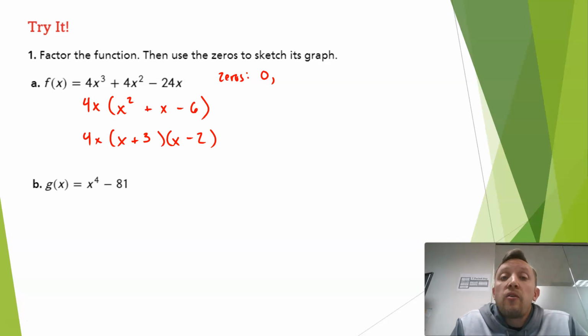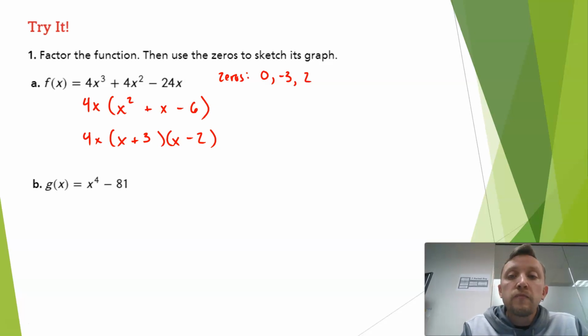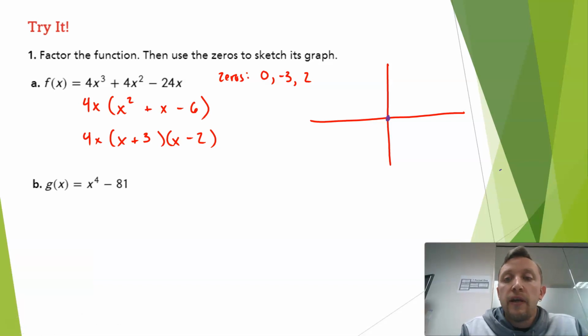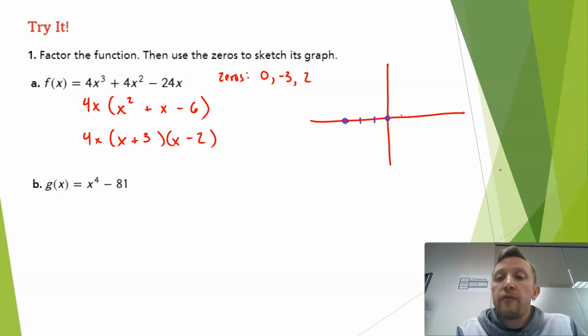So I'd have a 0 at 0, because if I set 4x equal to 0, I would get 0 as my answer. And then for x plus 3, if I set that equal to 0, I'd get negative 3 and positive 2. So my graph so far would look something like this. So we would have an x-intercept at 0, an x-intercept at negative 3, and an x-intercept at 2.